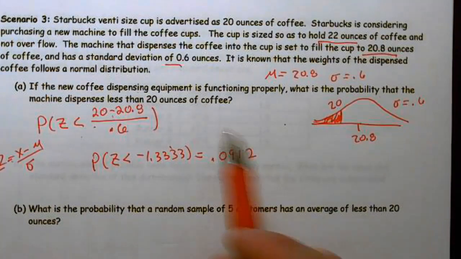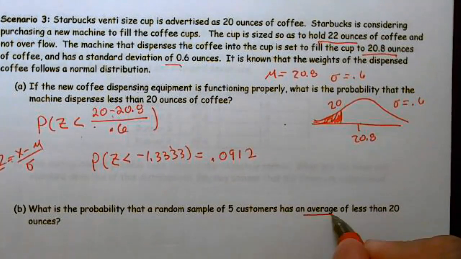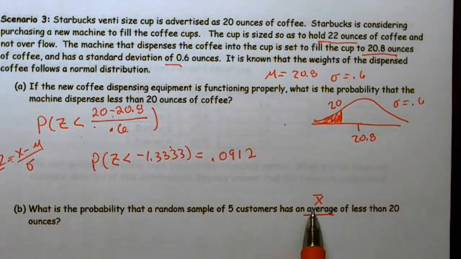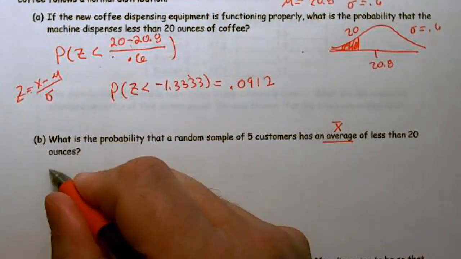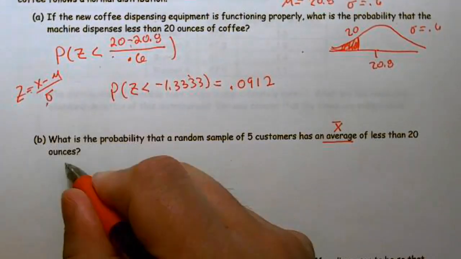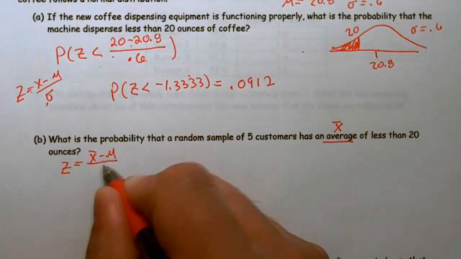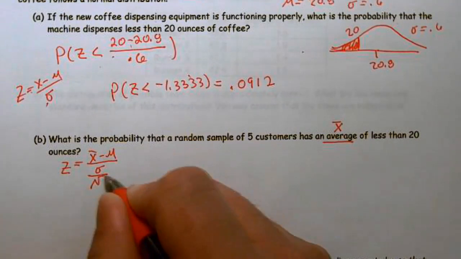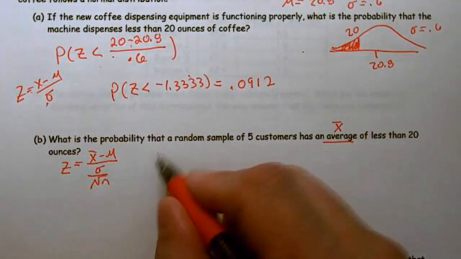Now it says, what's the probability that a random sample of 5 customers has an average of less than 20 ounces? So they're asking for the X bar. They're asking for the distribution of the sample means. Because they asked for the average, I know that they want me to switch to Z equals X bar minus mu divided by sigma over the square root of n. All right, so I'm going to start plugging in.